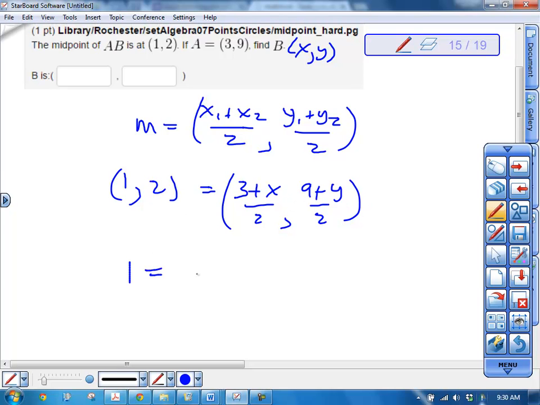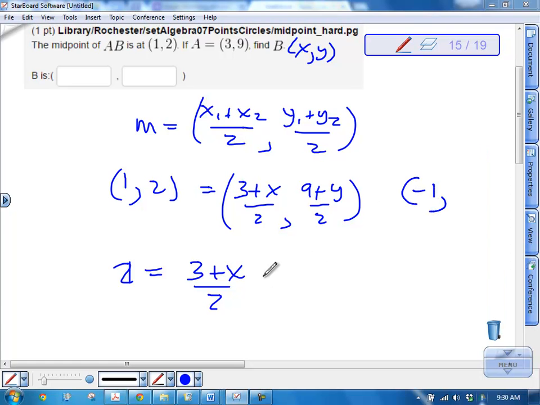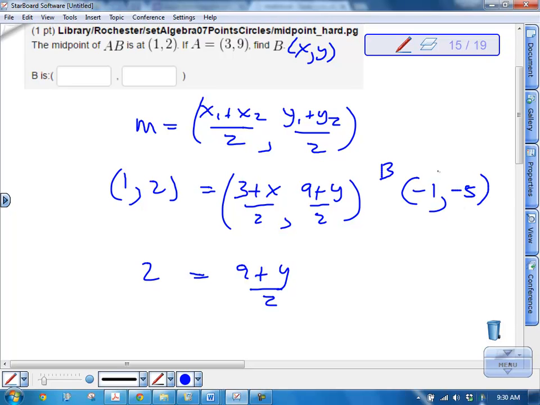And I'll set the x coordinate equal to 3 plus x over 2. Multiply both sides by 2. And subtract 3, x is negative 1. And then I'll do the same thing for y. I'll set 2 equal to 9 plus y over 2. Multiply both sides by 2, that's 4. Subtract 9, that's negative 5. So there's my point B right there.